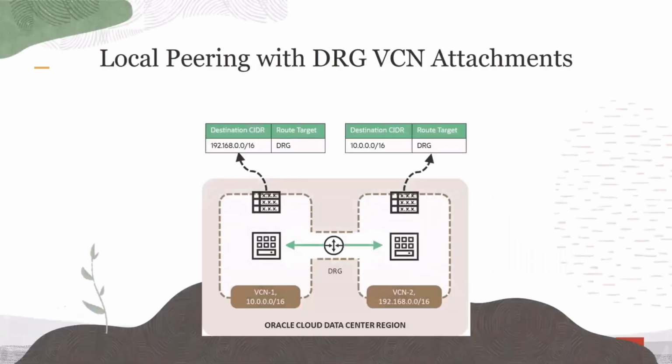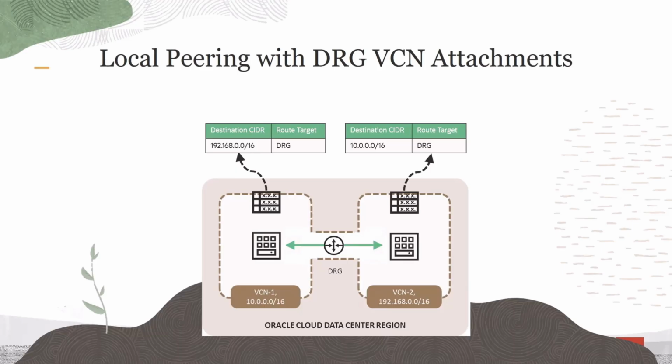Now, I also mentioned that there are two ways in which you can configure local peering. The first is using local peering gateway, and the second is using dynamic routing gateway attachments. Instead of creating two local peering gateways, you can just have one DRG, and if you connect both the VCNs to that particular DRG, you establish local peering. Now, one thing to note here is that although we are going to cover these topics in detail in the upcoming lessons, after configuring peering, you also need to have appropriate route rules added in the route table.